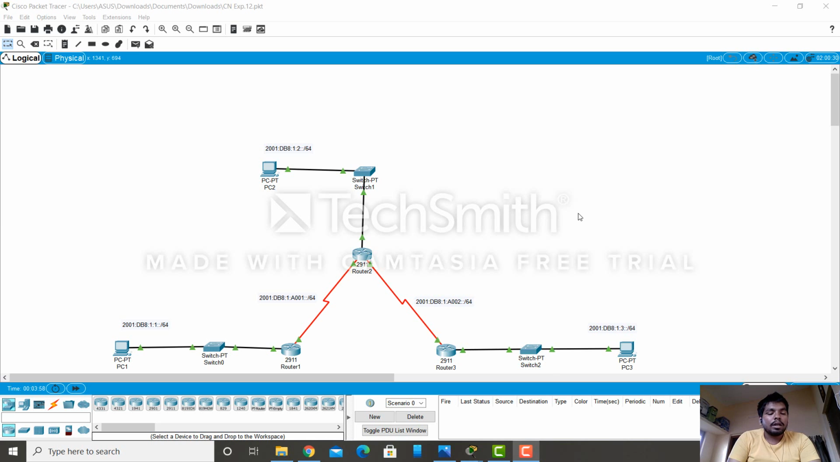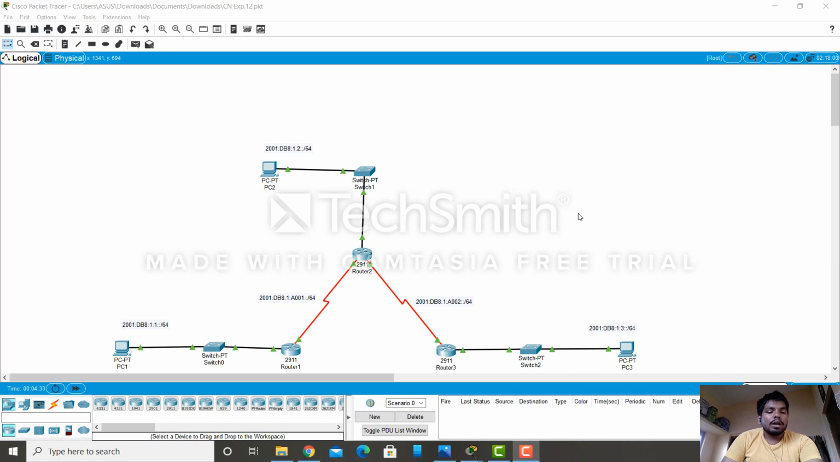The procedure of this experiment: the first step is to enable the routers. The next step is to configure the terminals. The third step is IPv6 unicast routing. I will explain in a short way. The fourth step is interface type number. The fifth step is ipv6 enable.